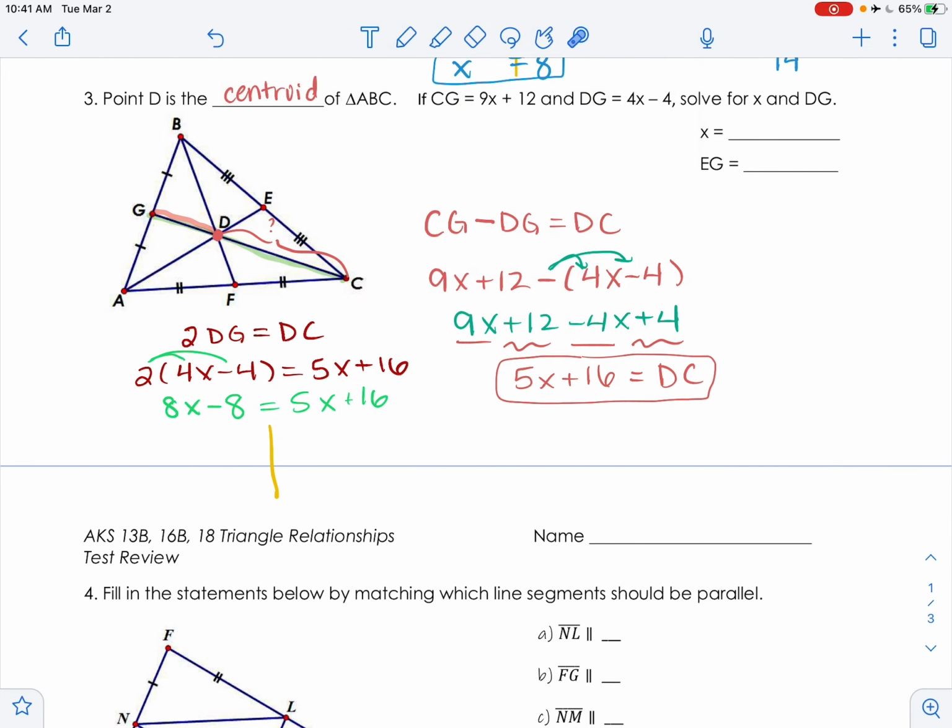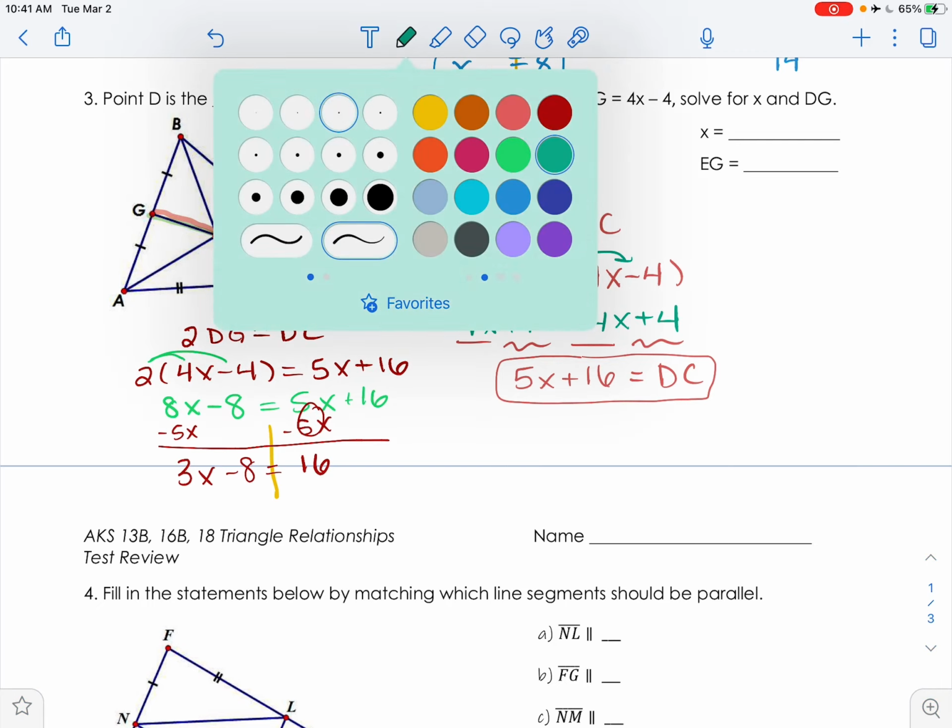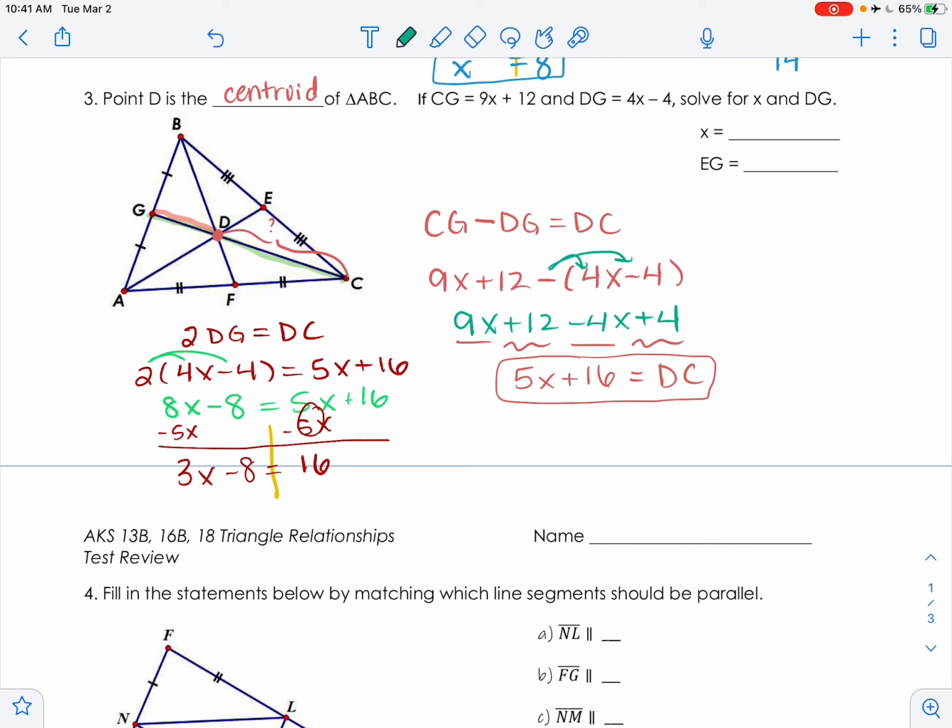I want to move the smaller x first, so that would be the 5x here. I'm going to subtract it because that is the opposite. 8x minus 5x is 3x. Bring down the minus 8. Equals 5x minus 5x is 0. So bring down the 16. The next thing I want to do is add over the 8, because I'm trying to get x by itself. And so now I have 3x equals 24. And I'm going to move over here.